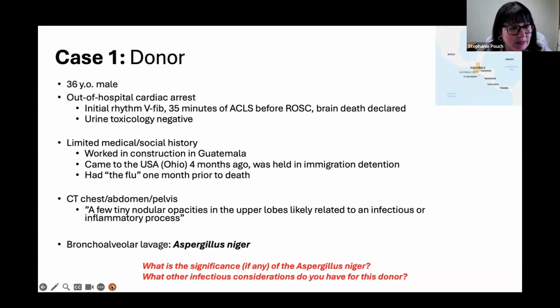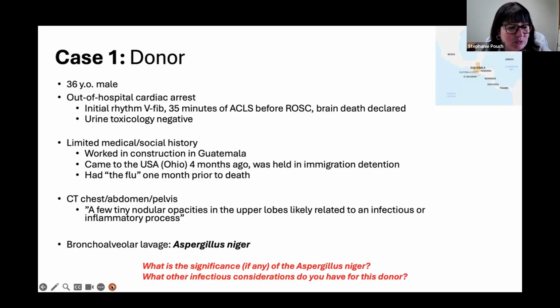But it is a little bit curious looking back through his history. I'm presuming, again, out of hospital arrest. I don't know where the donor was located at that time or what other more recent exposures were. But knowing his medical social history, at least what we're aware of, we know that he had worked in construction, and getting to your next question, hailed from Guatemala, came to the US a few months ago, and specifically moved to Ohio, where he has other potential exposures to endemic mycoses like histoplasma.